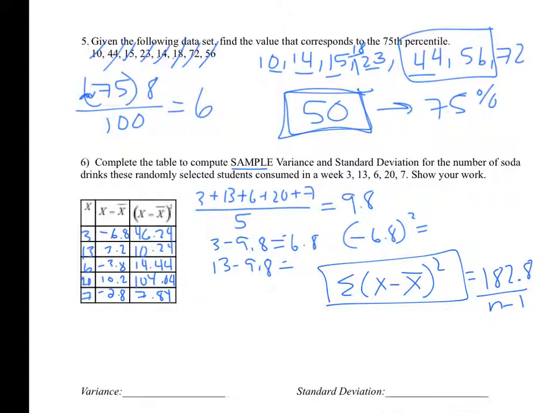So our sample variance is equal to 182.8 divided by 4, which is 45.7. Which means our standard deviation, the root of the variance, is the square root of 45.7, and you get 6.76018. There we go. And we showed all of our work to complete this by hand.